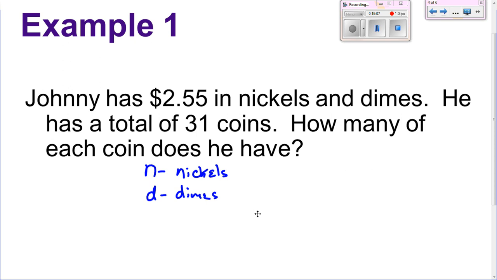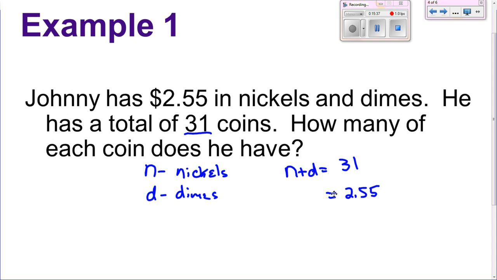Okay. Then, how many nickels and dimes does he have total? There's a total of 31 coins. So N plus D equals 31. So we haven't put any money into it at all. Now we know something's going to have to add up to 255.